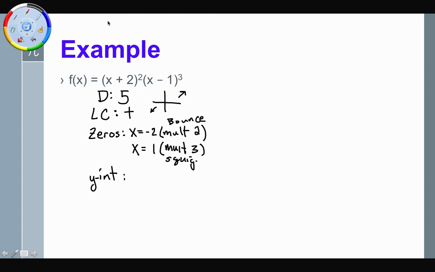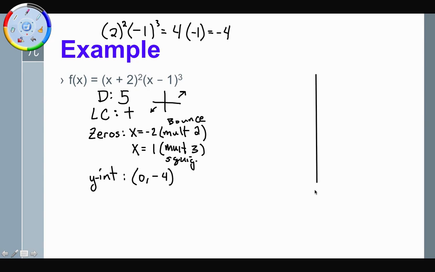And if we do a little scratch work up here at the top, when we plug in x equals 0, we get 2 to the second power. And here we get 0 minus 1, which is -1 to the third power. 2 to the second is 4. -1 to the third is -1. So we get a -4. So my y-intercept is (0, -4).